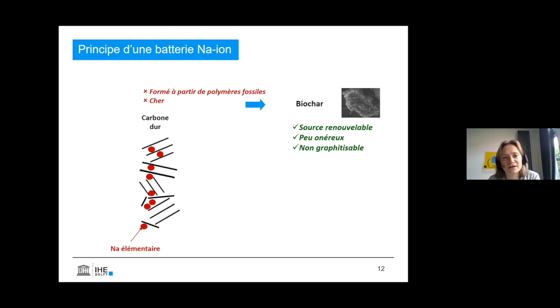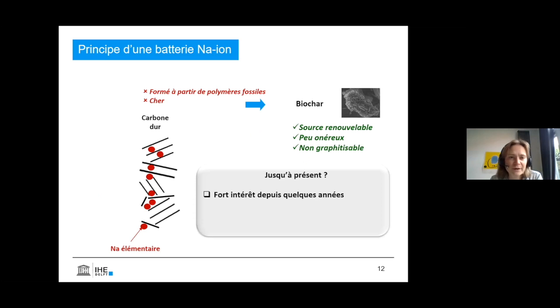Well, this is where biochar comes into it, because it's a renewable source. It's not very expensive. And it is a material that is non-graphitizable, so it will naturally remain disorganized. So for the past few years, people have been very interested in this solution for sodium-ion batteries, but there are very few studies carried out on the use of hydrochars.